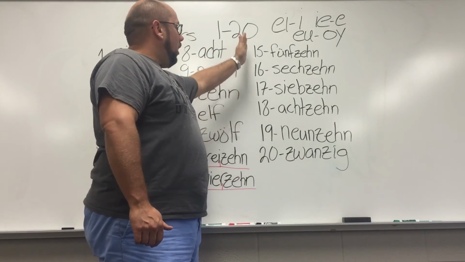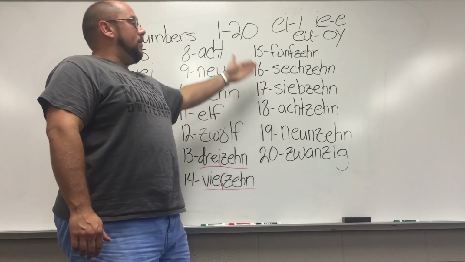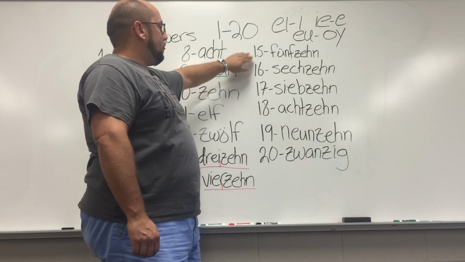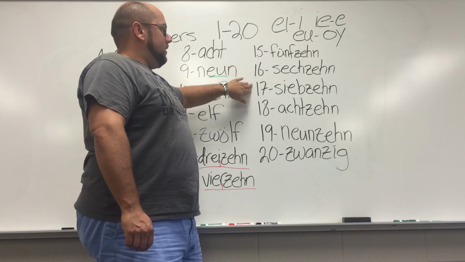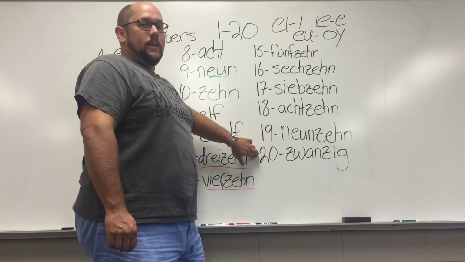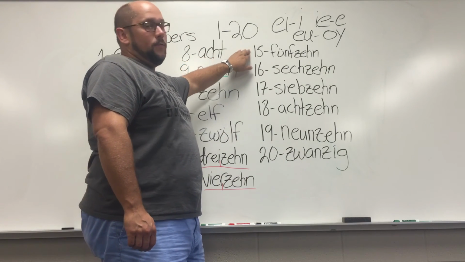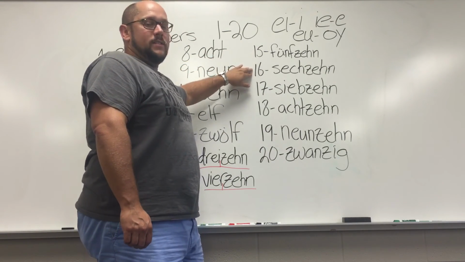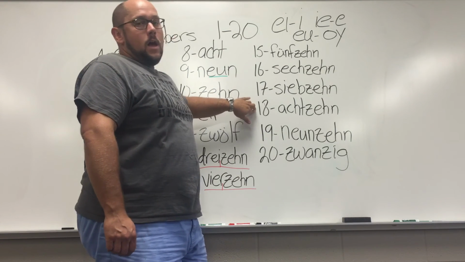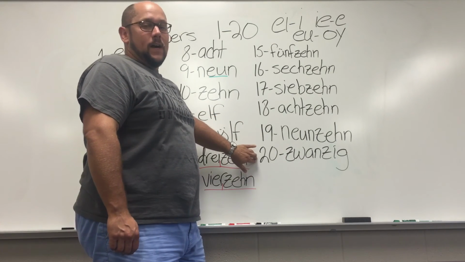Last section, I'll run through them again like I did with the first two, and then we'll run through them again. You'll have a chance to repeat them as I say them. 15, 16, 17, 18, 19, 20. Now, me saying them, you repeating them. 15, 16, 17, 18, 19, 20.